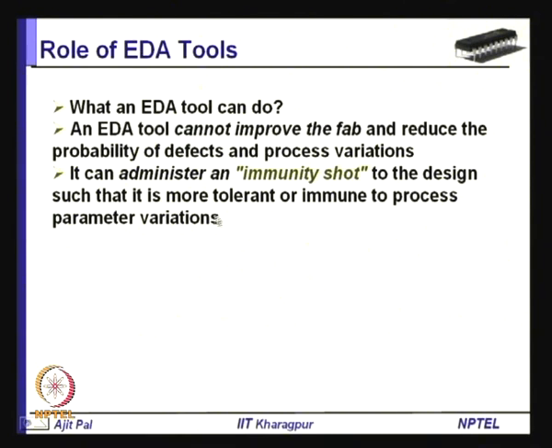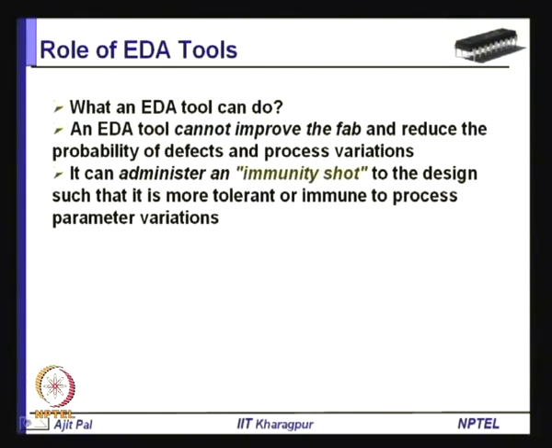So, it is somewhat like error free communication through an error prone channel. Normally, when you do digital communication, you apply developed techniques so that when the signal is passing through a channel which is error prone, your objective is to have error free communication, and for that purpose we use a lot of redundancy and various techniques. So, this is somewhat similar to that. You have to do the design in such a way that it is more tolerant or immune to process parameter variations.